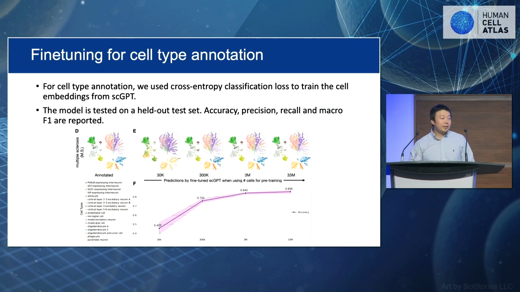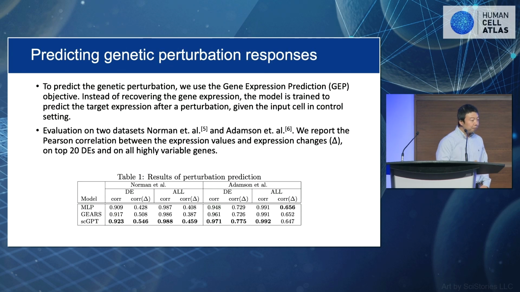And one interesting aspect we find is called scaling law, in the sense that we train multiple models based on different numbers of cells. Specifically, we train a model on 30K, 300K, 3 million, and 33 million cells, and you will find that for cell type annotation, the more data you have, the more capacity your model becomes. Although we do see a diminishing gain after we train a model on 3 million cells, you still see an increase in performance.